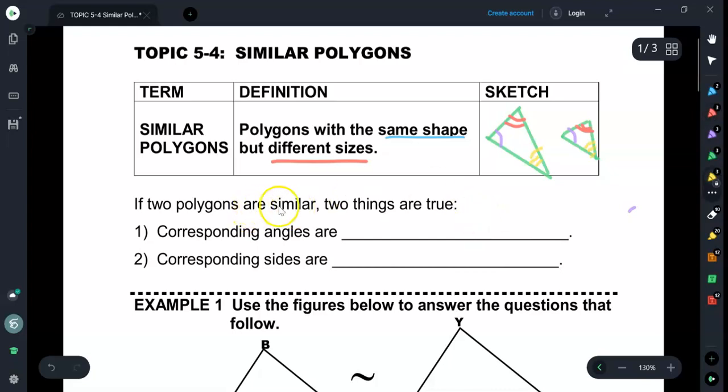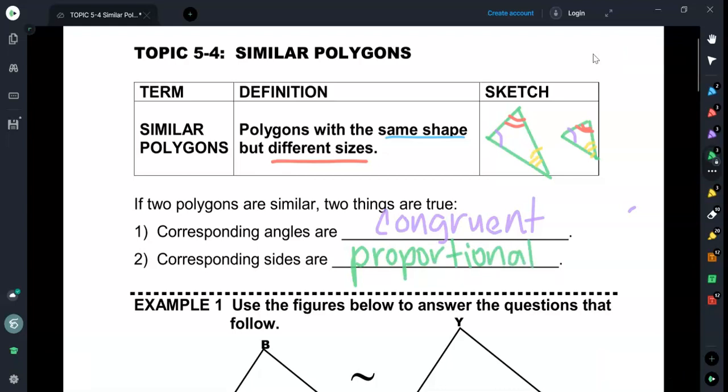So, if two polygons are similar, two things are true. The corresponding angles are, and here's that big word, congruent. So we talked about how the corresponding angles, the angles that match up, and I color-coded them up here for you, that one and that one, that one and that one, that one and that one, are the same. The corresponding sides are, and here's a big word, and we did this in the previous lesson, proportional. You've seen that word proportion before. Remember, proportion is two equal ratios, and we're going to use that for the sides.